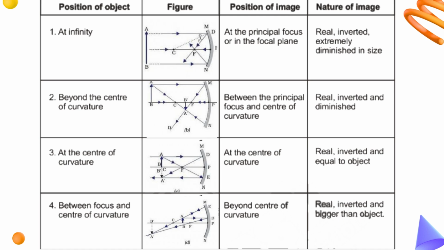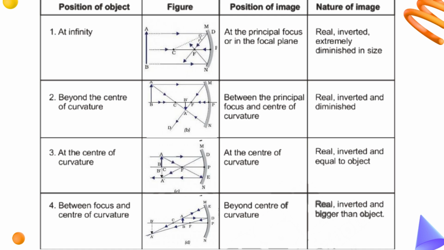The second position is beyond the center of curvature, that is, beyond the point C. Here the object is AB, and two rays go from this object, are reflected back and intersect at a point in between F and C. That is, the position of the image is between the principal focus and the center of curvature. The nature of the image is real, inverted and diminished. The third position is at the center of curvature, the point C. Two rays go from AB and the reflected rays intersect at the point where C is located. That is, the position of the image is at the center of curvature and the nature of the image is real, inverted and equal to that of the object.